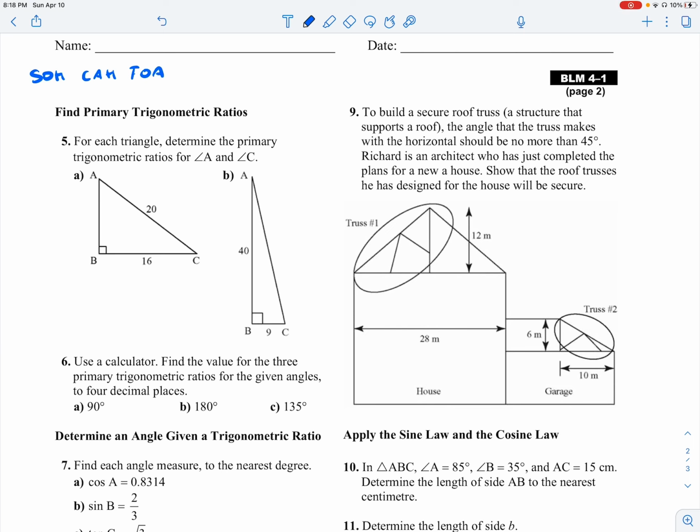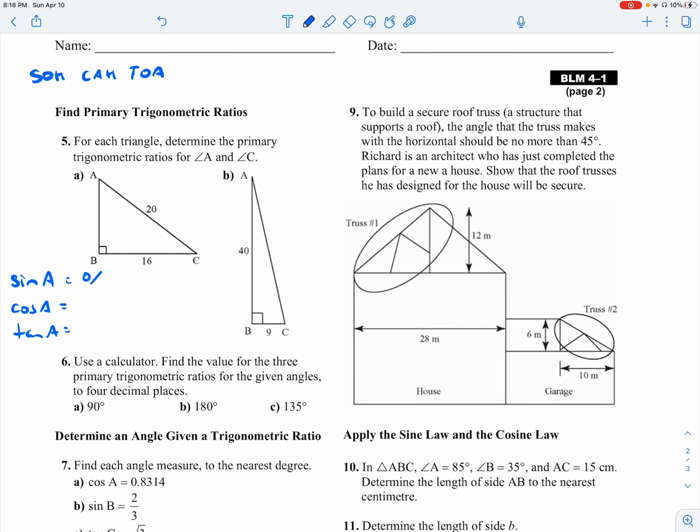That's my acronym. It tells me what side lengths to use for each ratio, so for sine, cos, and tan. So they want to know all three. Determine the primary trig ratios for angle A and C. So they want to know sine A, cos A, and tan A.